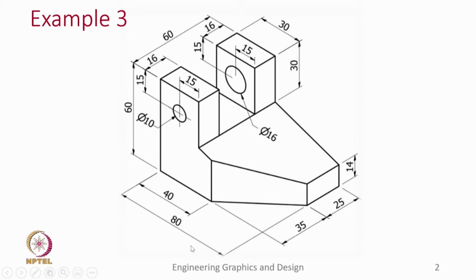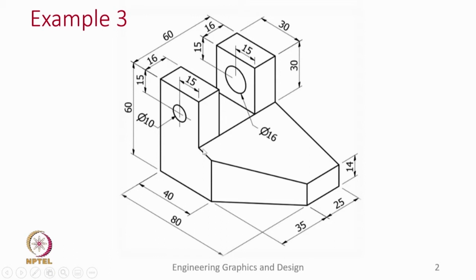Before we go to the software, let us look at the overall dimensions of this object. We see that this dimension is 80, the depth is 35 plus 25, so it is 60, and the height is also 60. What kind of features do we see? There are 2 holes, but these are not symmetric. The first hole is diameter 10 and the second hole is diameter 16, but these vertical objects are symmetrical. They both have a width of 16.